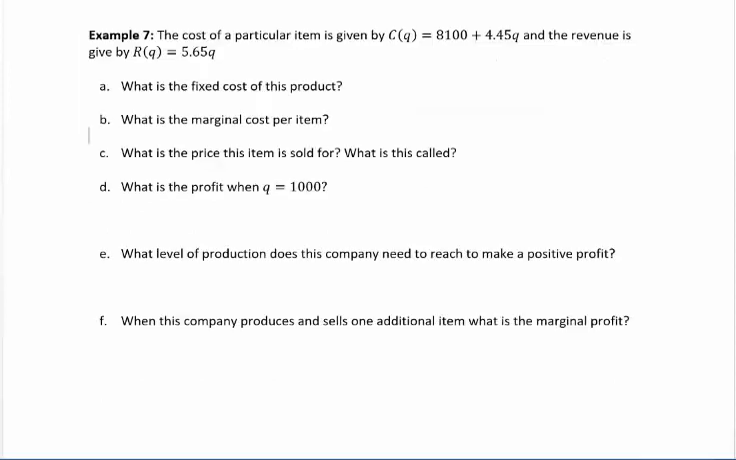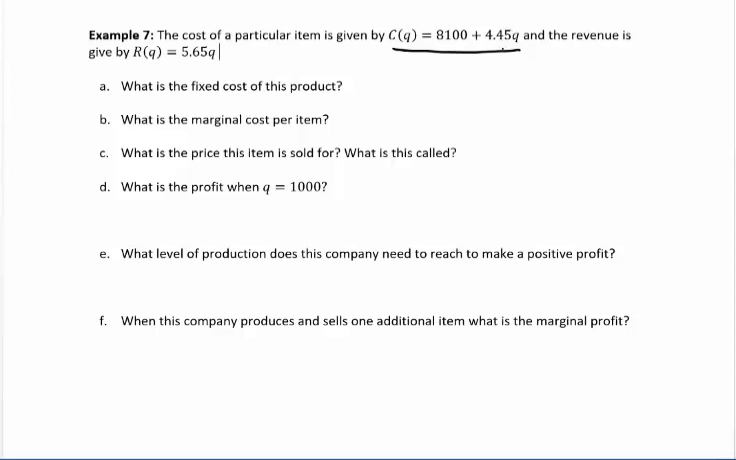The cost of a particular item is given by C(Q) = 8,100 + 4.45Q. And the revenue is given by R(Q) = 5.65Q. Part A. What is the fixed cost of this product? So if we want to talk about fixed cost, we want to start by going to the cost function to figure this out. So our cost function is C(Q), and the fixed cost is the cost when quantity equals 0. So the cost even if you have not produced any items.